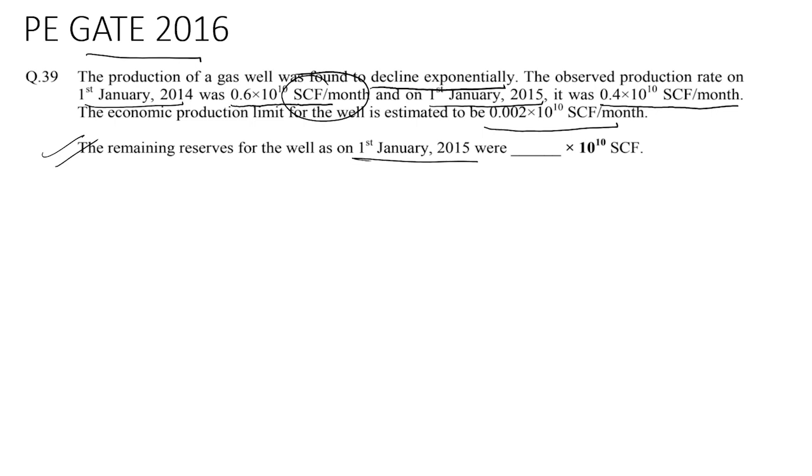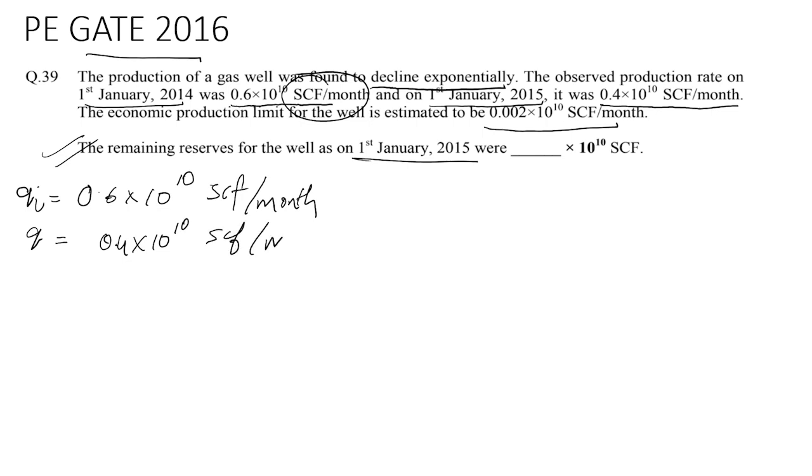It's a very simple question. Let's see how to solve this. Now, the Qi has been given as 0.6 into 10 to power 10 SCF per month. Unit is very important over here. Q is given as 0.4 into 10 to power 10 SCF per month. This is as of 2014, this is as of 2015.